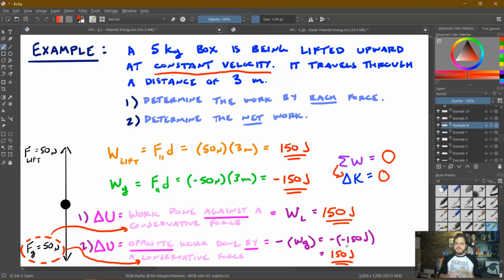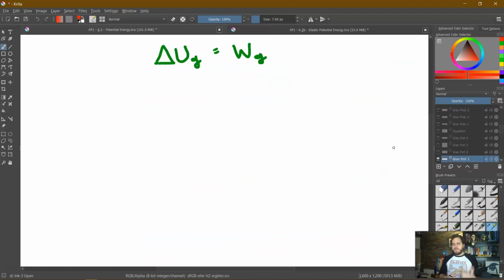Well, what type of potential energy is that? Well, because we're doing work against gravity, against the gravitational force, this is actually going to be the change in gravitational potential energy. So the change in gravitational potential energy was a result of doing work against gravity, or in other words, opposite the work done by gravity.